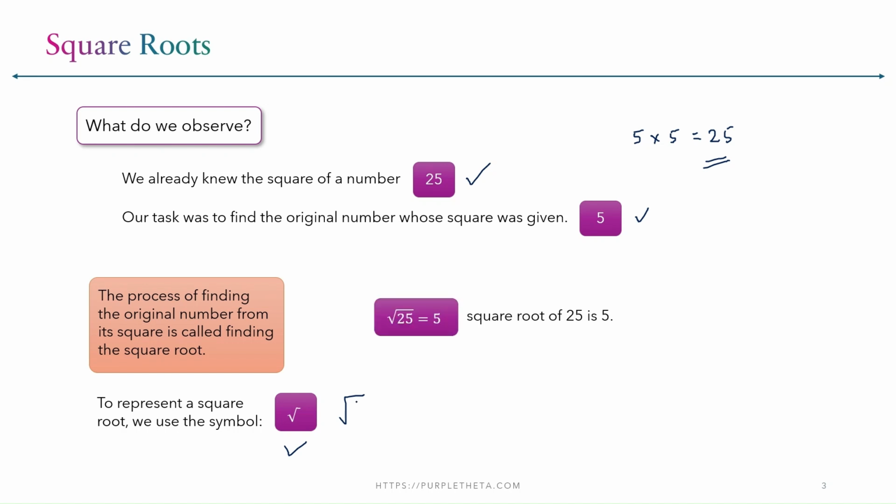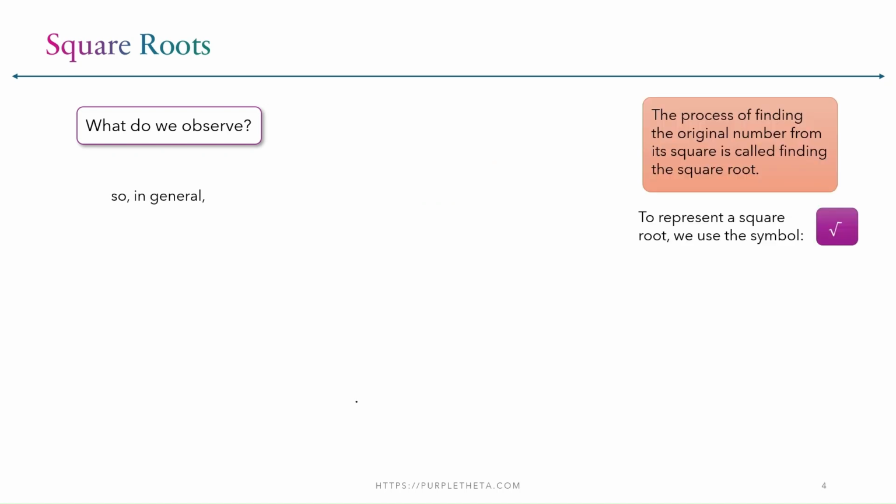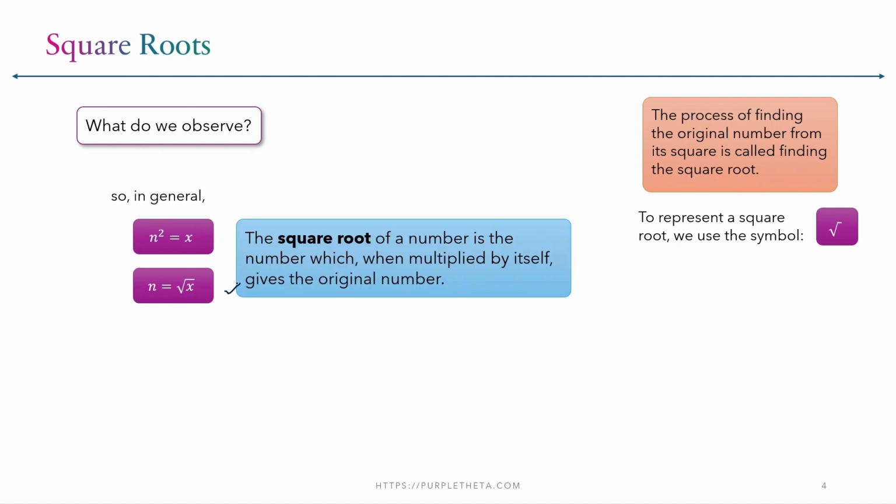For example, square root of 25 is 5, because 5 square is 25. Similarly, square root of 16 is 4, because 4 square is 16. So, in general, if n square is equal to x, then n is square root of x. So, we can say the square root of a number is the number which, when multiplied by itself, gives the original number. And let us see a few examples.